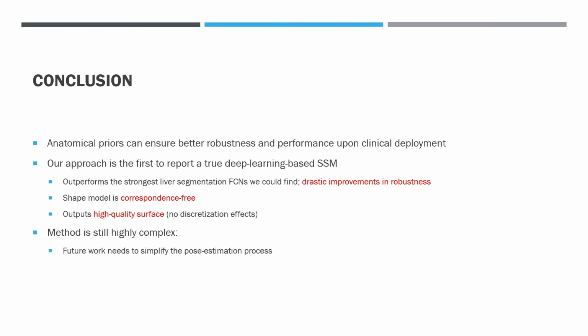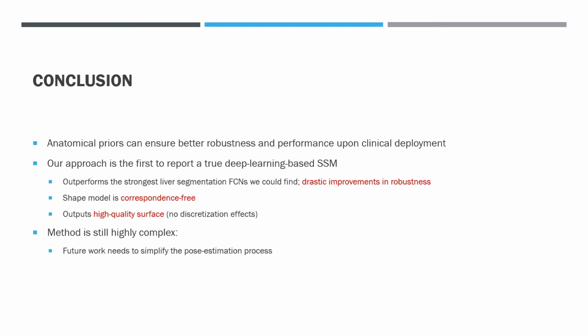I probably talked enough. I'll just give some conclusions. I hope that I've given a convincing case that anatomical priors can ensure better robustness and performance upon clinical deployment. Our approach is the first to report a true deep learning based statistical shape model, to the best of our knowledge. It outperforms the strongest liver segmentation FCNs we could find. And I would even go as far as to say that there are drastic improvements in robustness, especially when you deploy in an inter-data set manner.